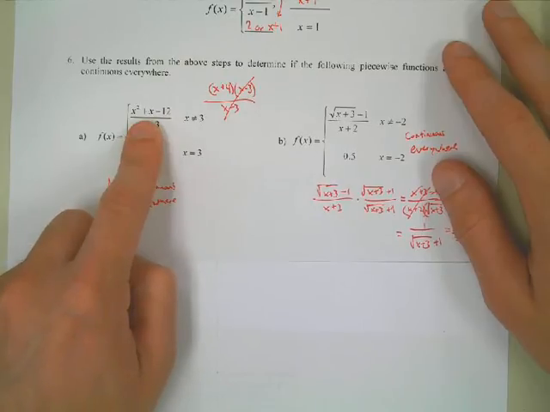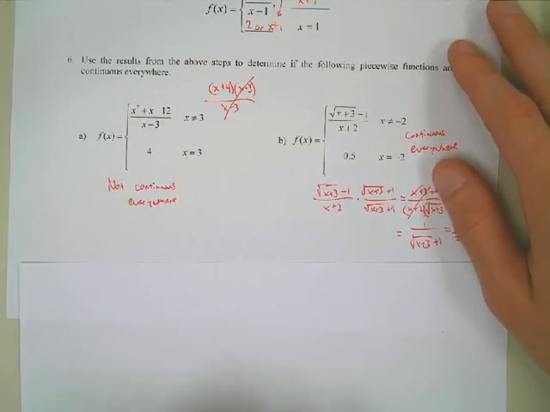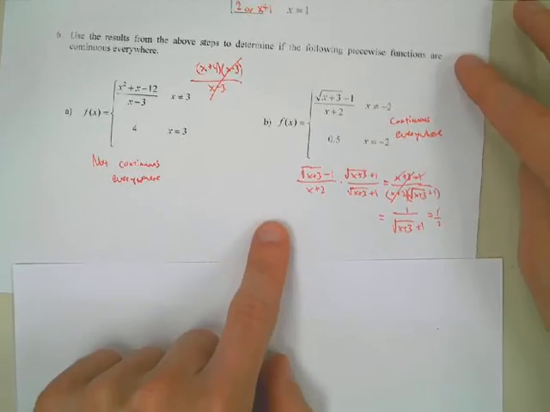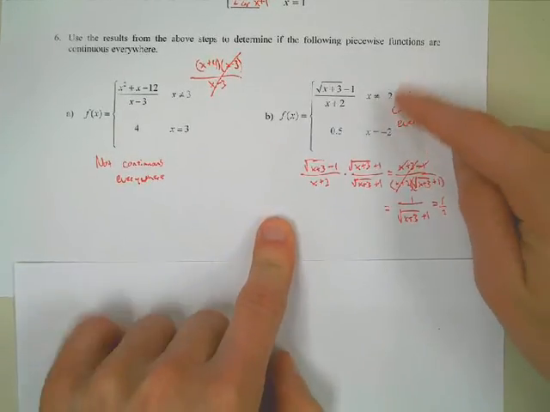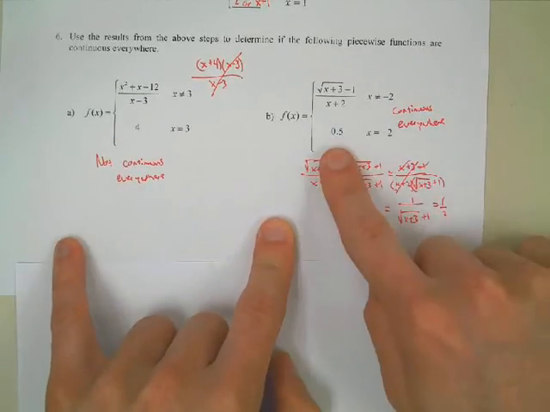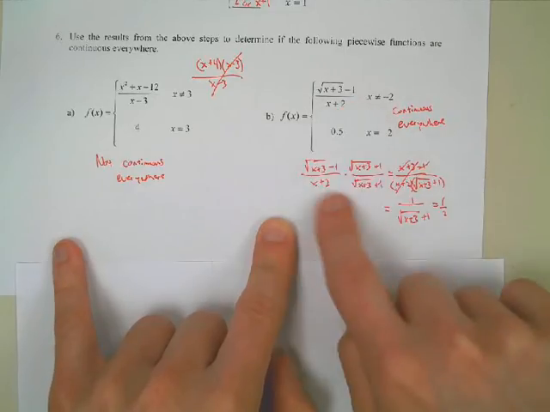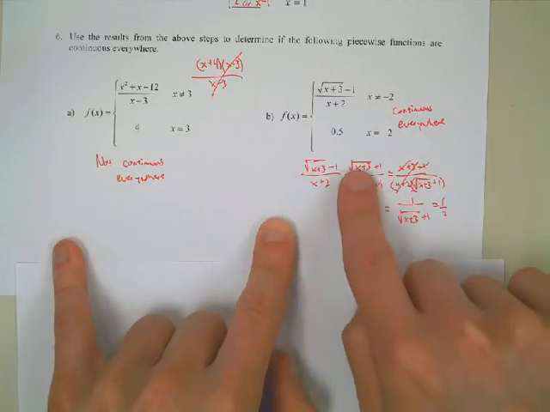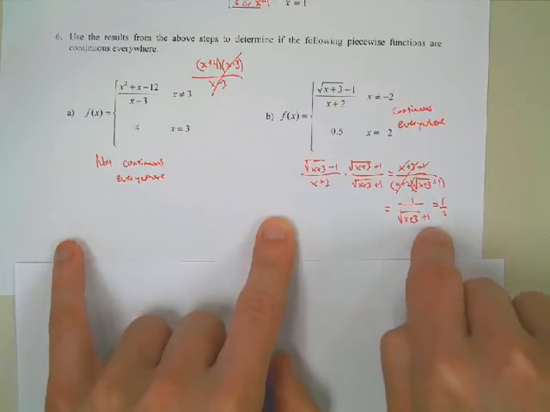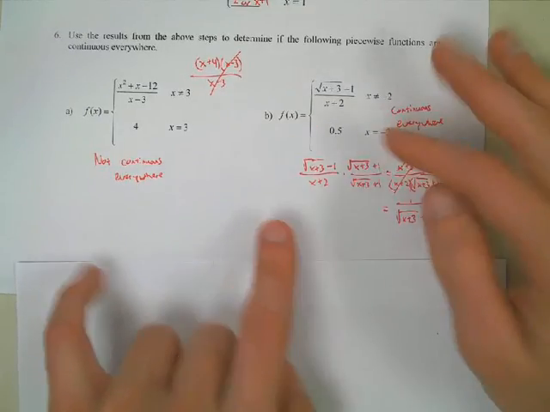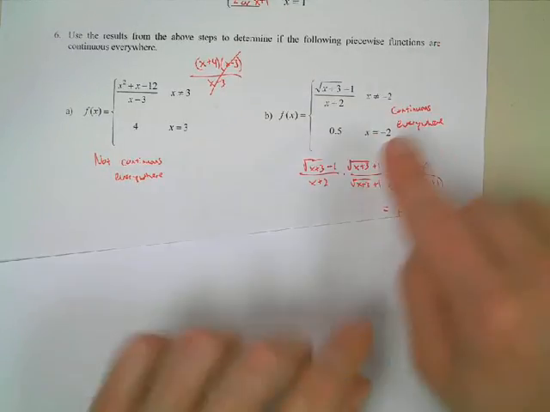And then letter B, this is continuous everywhere. The function value at -2 is 0.5, and as you approach -2, we have to multiply by the conjugate and take the limit essentially, and you approach 1/2, and so that does match up. So they do match up. This little piece does fill in that hole right there. Okay, questions on any of that?